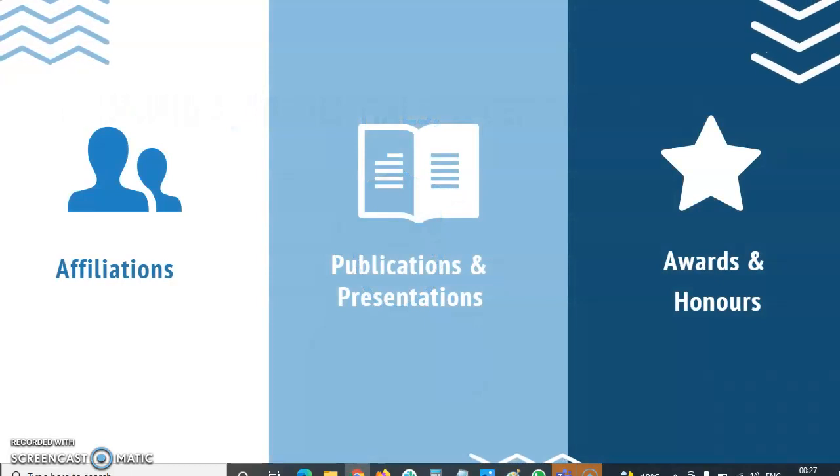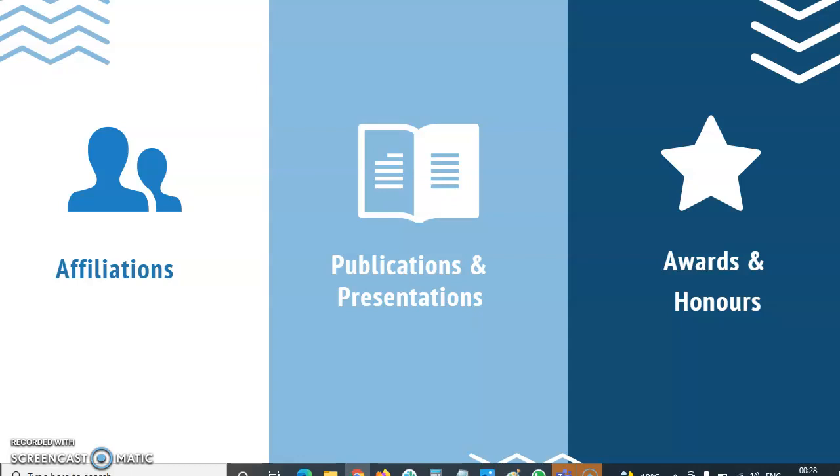Headings you can add if this seems relevant for you. Affiliations. This can be either career or civic, that is, an organization for a dedicated profession or industry, or a community non-profit group. Another heading to include is publication and presentation if you have any relevant experience to exhibit. Awards and honors can also be included to demonstrate career accomplishments.